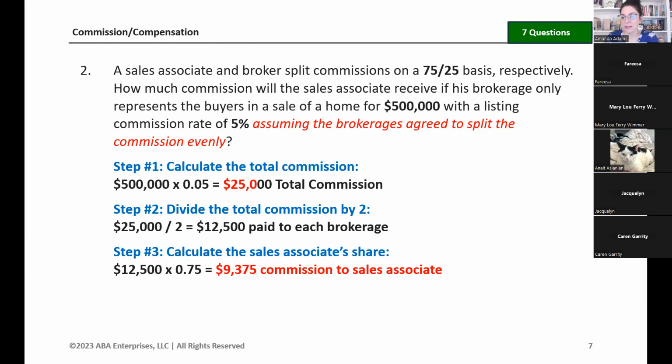Priscilla says, will the sales associate always get the highest percentage? No, not necessarily, Priscilla. That's why we have to be careful when we read the sentence. Make sure you're reading it carefully. That's why we have to make sure we know how to use respectively.